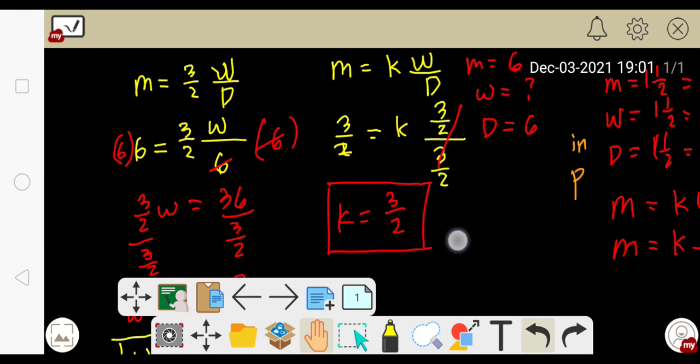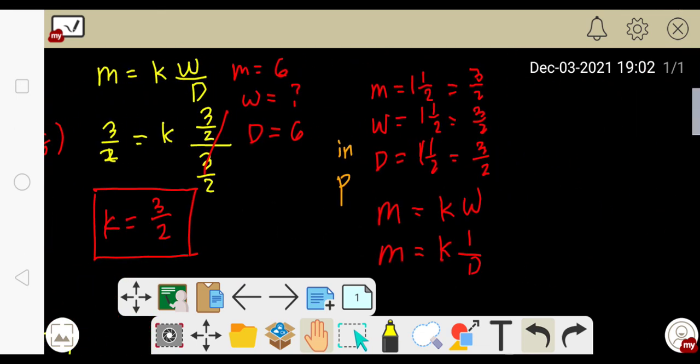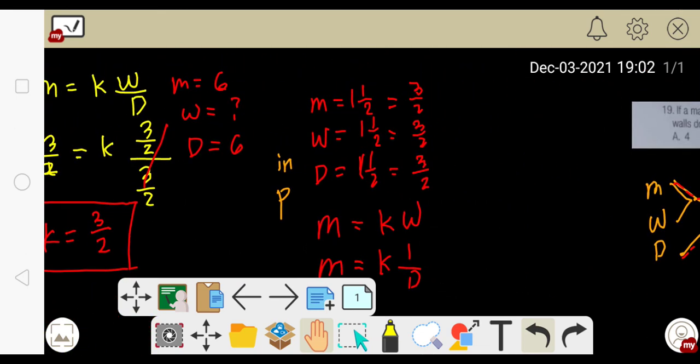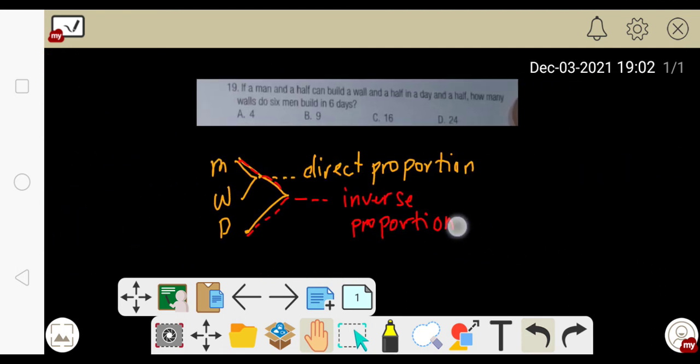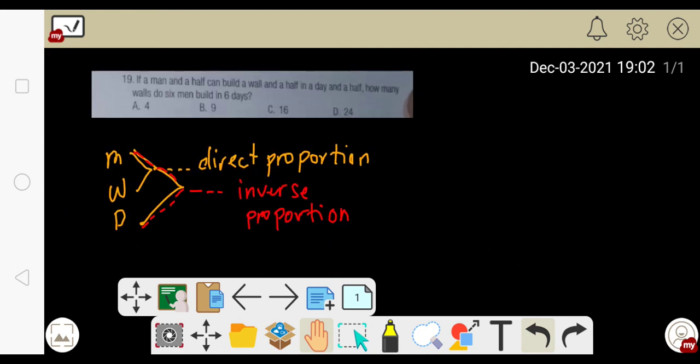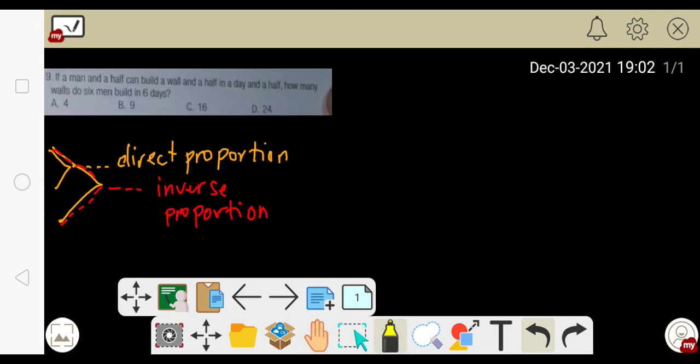So if there are 6 men, they can build 24 walls in 6 days. So the answer for this question is letter D.